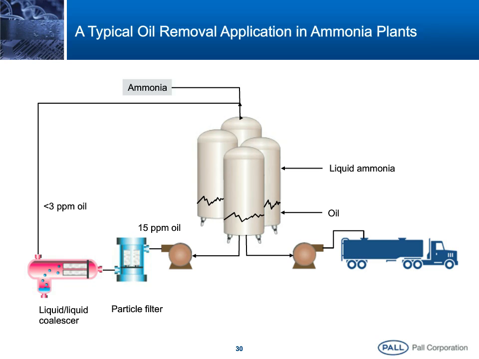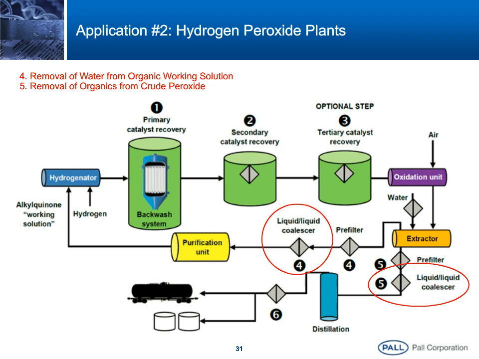Now we move on to the hydrogen peroxide industry. Those who are from that industry will recognize this simple flow chart. There are two applications here for liquid-liquid coalescers. The first one is the removal of water from organic working solution, and the second is the removal of organics from crude hydrogen peroxide.